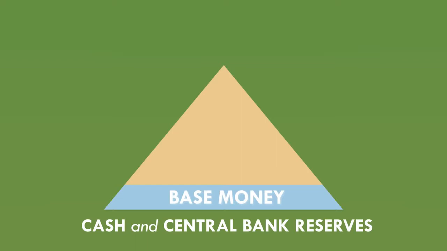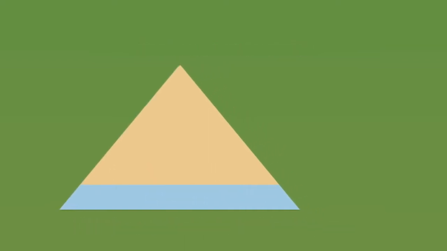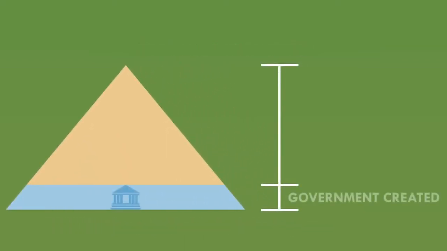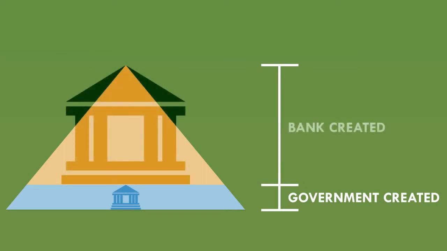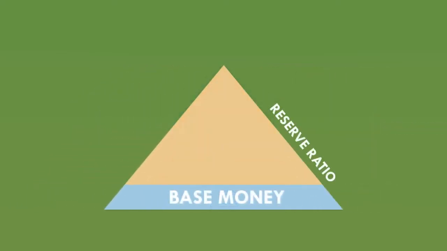Now let's look at the top of the pyramid. The rest of the pyramid is made up of the third type of money, the electronic bank-created money. So the pyramid is split up into a base of government-created money and a tower of bank-created money on top. Remember that we said this pyramid in theory is limited by the reserve ratio? Well, there is no reserve ratio, and there hasn't been for years.